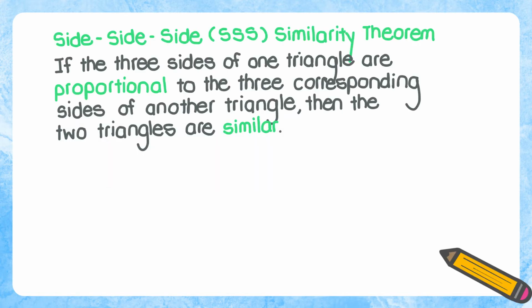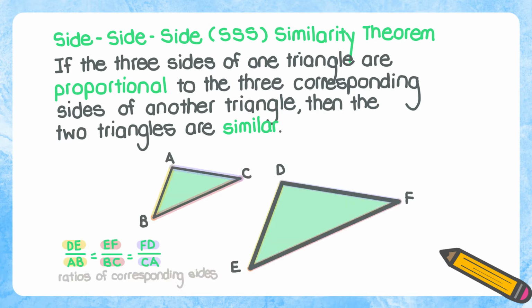So the side-side-side similarity theorem states the following. If the three sides of one triangle are proportional to the three corresponding sides of another triangle, then the two triangles are similar. So what do I mean by this? Here I have triangles ABC and DEF, and all the corresponding sides are color-coded. So for example, AB and DE are corresponding sides.